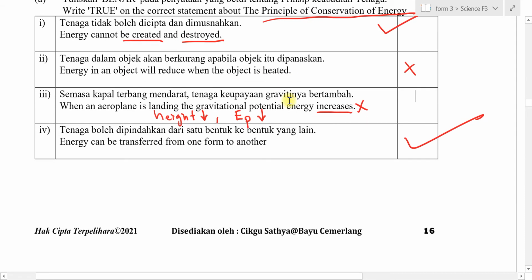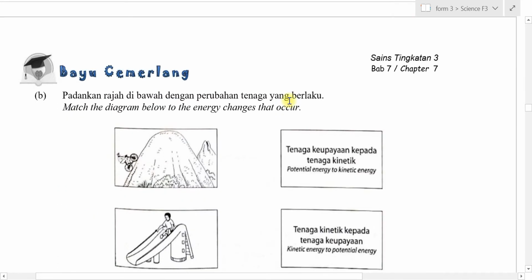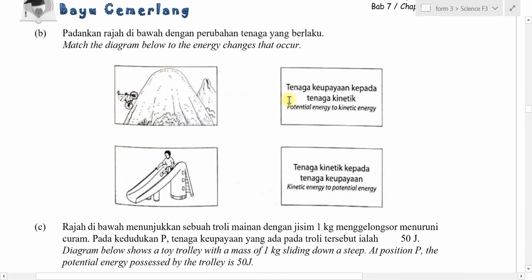Okay? So I proceed to the next part. Next part. Match the diagram below to the energy change that occurs. Okay, this fella is going up, the height is increasing. So this is related with the height. So this is gravitation. They're asking what are the energy changes.